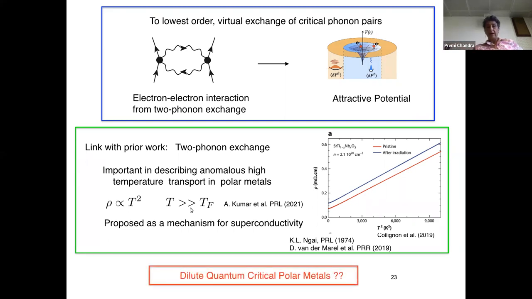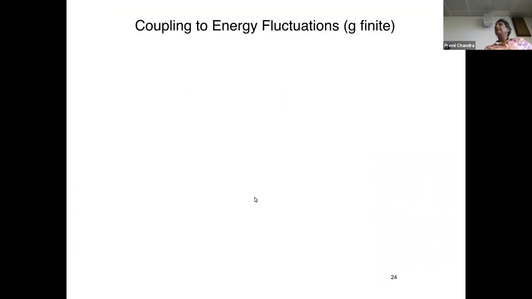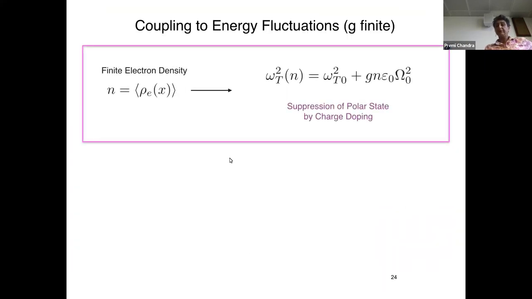the quantum criticality. That did come into Abhishek and Dmitry's work, but not in these proposals for superconductivity. So what we thought we'd do is, because this had been so successful in looking at normal state transport, we thought we would look at what Nagai had done and see whether we could make sense of what's seen in the dilute quantum critical phase. So now coupling to energy fluctuations, g finite.